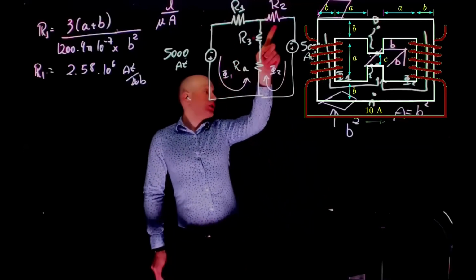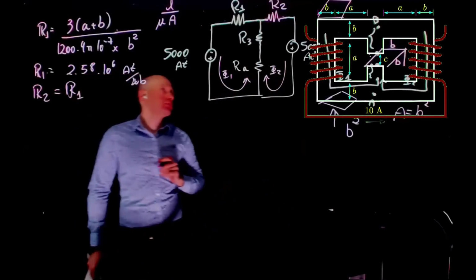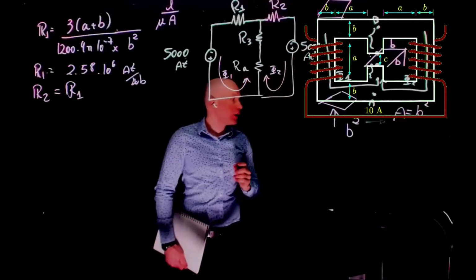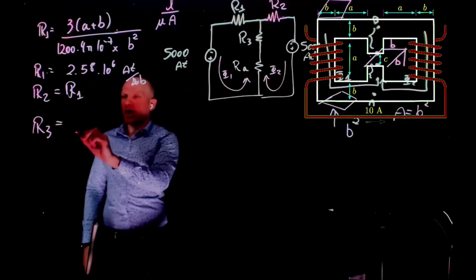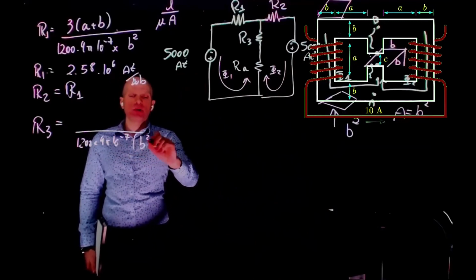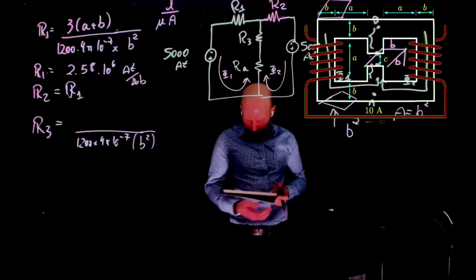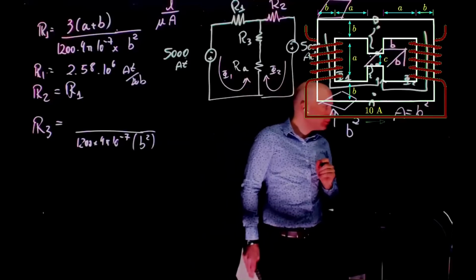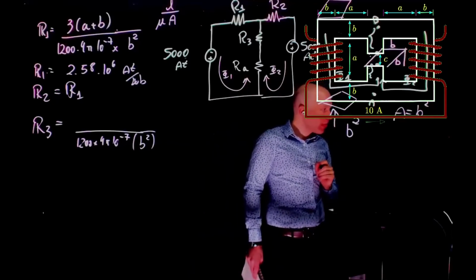We can also see that R1 and R2 are the same. R2 equals R1, right? They are subjected to the same material and the system is symmetric. Now let's do R3. What is R3? We have the same material, 1200 times 4 pi 10 to the power of -7, the same cross section, and that is B squared. And what is now L? Is it 1.5B?